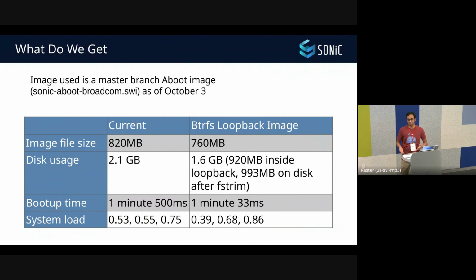Not that much of a drop, but that is to be somewhat expected since even the current image is somewhat compressed. The disk usage went from 2.1 gigabytes to 1.6 gigabytes on disk. However, this is before FS trim was run, which is basically getting rid of unused blocks. It's telling the SSD that it can use those blocks. Once that is run, it comes down to about 990 megabytes on disk. Boot up time remained about the same, 1 minute in both cases.